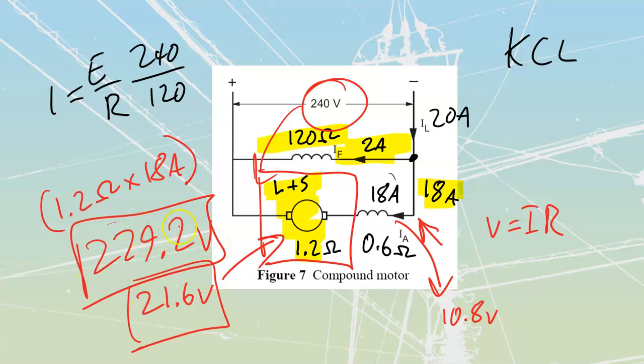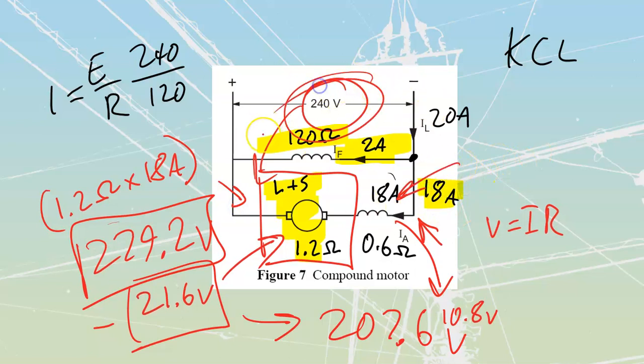So all I need to do is take this 229.2 minus 21.6, and that tells me that the voltage being dropped by the counter EMF is going to be 207.6 volts. Beautiful. That's that one. I could have worked in from the other end, because we did develop this 21.6 volts. I could have taken that 21.6 volts plus this 10.8 volts, subtracting them both out of 240, and come to that same value of counter EMF as well, just in case you're wondering.